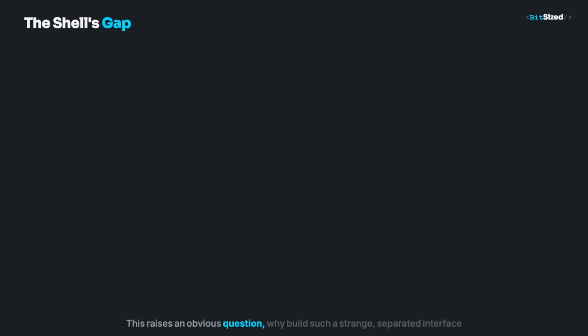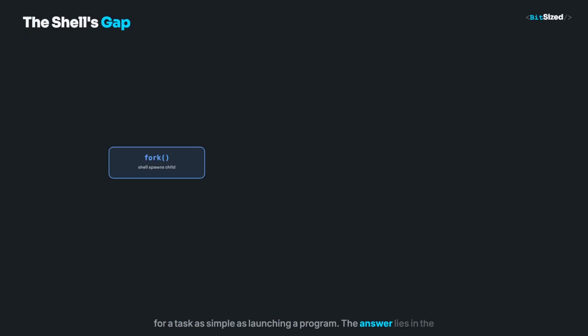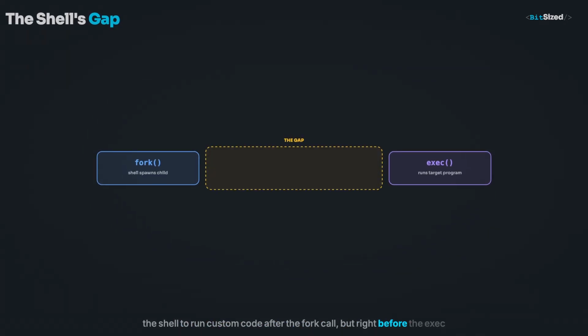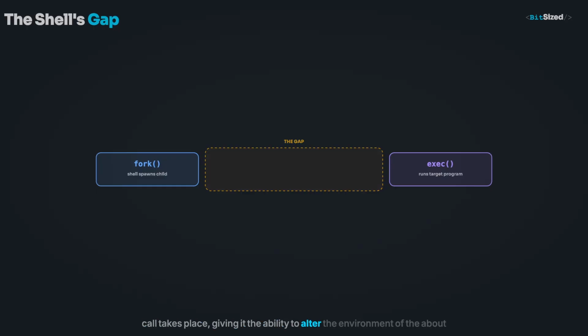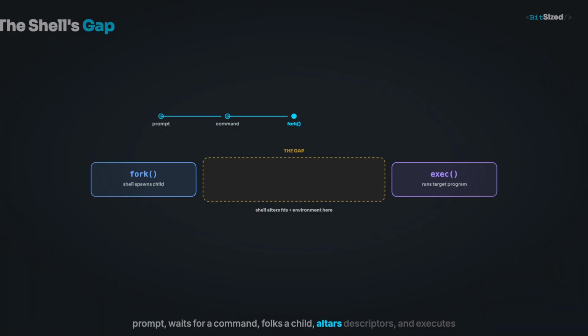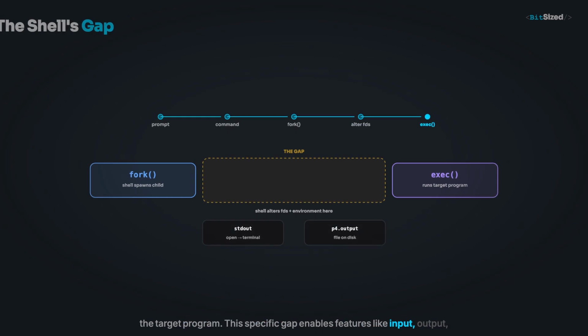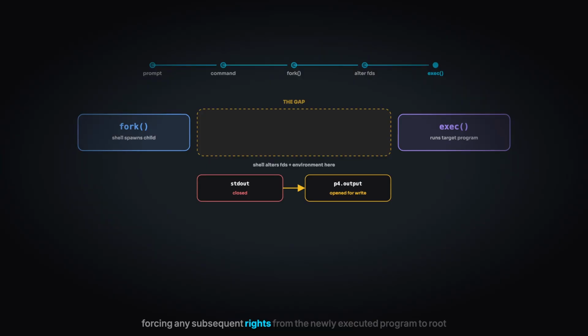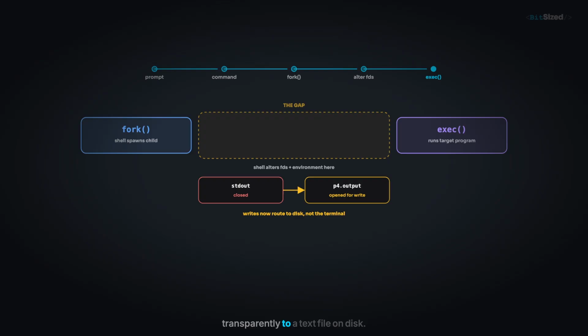This raises an obvious question. Why build such a strange, separated interface for a task as simple as launching a program? The answer lies in the architecture of the command line shell. The separation of fork and exec allows the shell to run custom code after the fork call, but right before the exec call takes place, giving it the ability to alter the environment of the about-to-be-run program. The shell itself is merely a user program that displays a prompt, waits for a command, forks a child, alters descriptors, and executes the target program. This specific gap enables features like input-output redirection, where the shell can close standard output and open a file path, forcing any subsequent writes from the newly executed program to route transparently to a text file on disk.